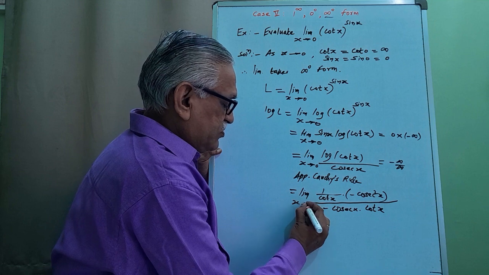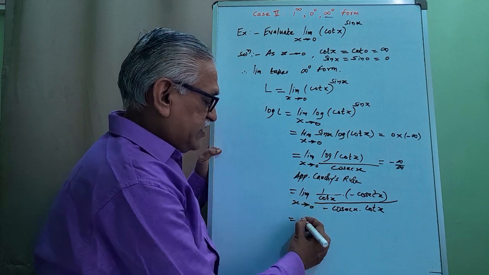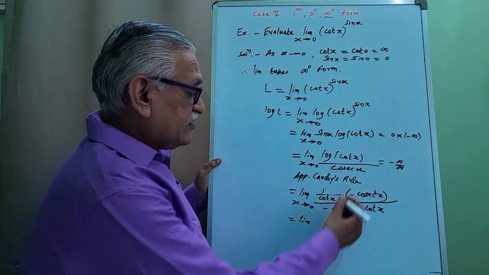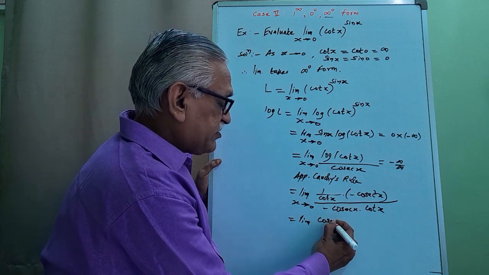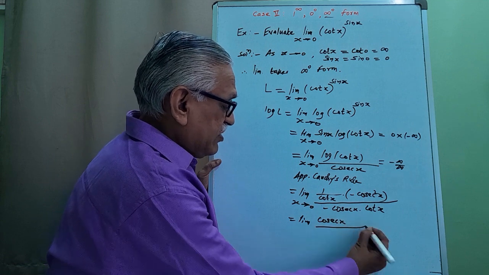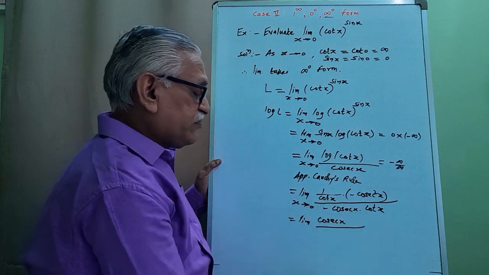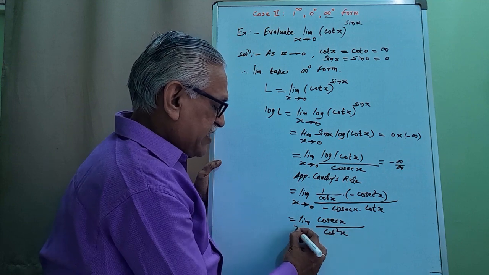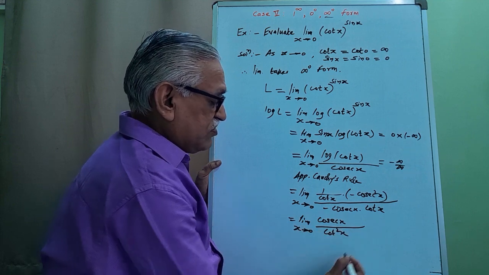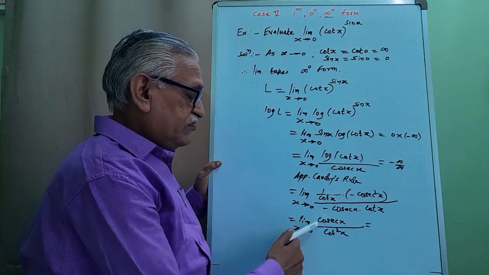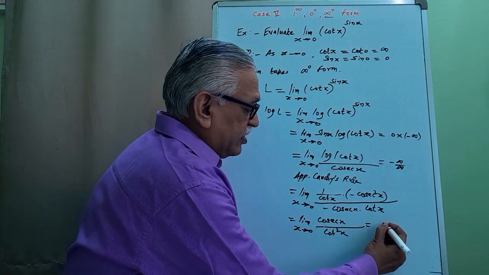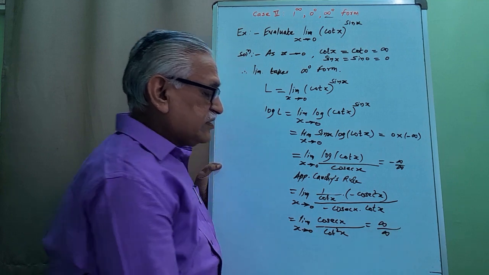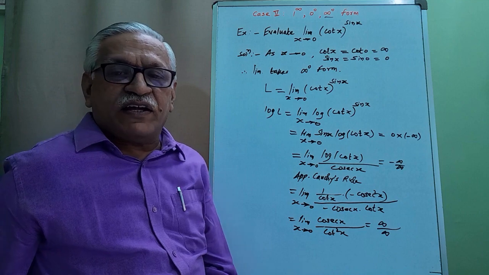As x tends to 0, it is limit. Cosec one gets cancelled. The remaining term is cosec x divided by this cot and this cot. It becomes cot square x. Limit as x tends to 0. Cosec 0 is infinity. Cot 0 is also infinity. Therefore, again it is infinity by infinity form.